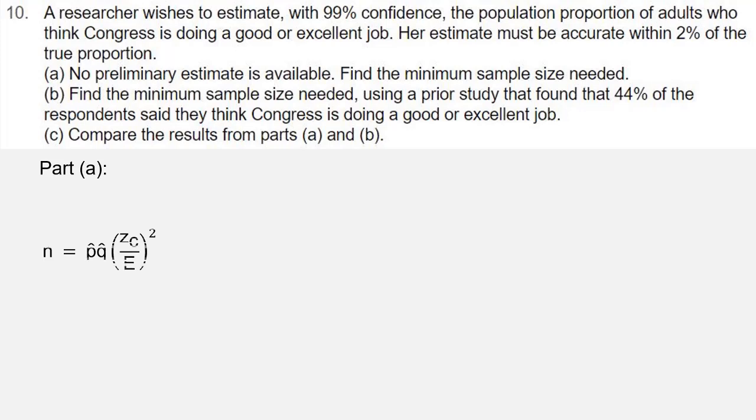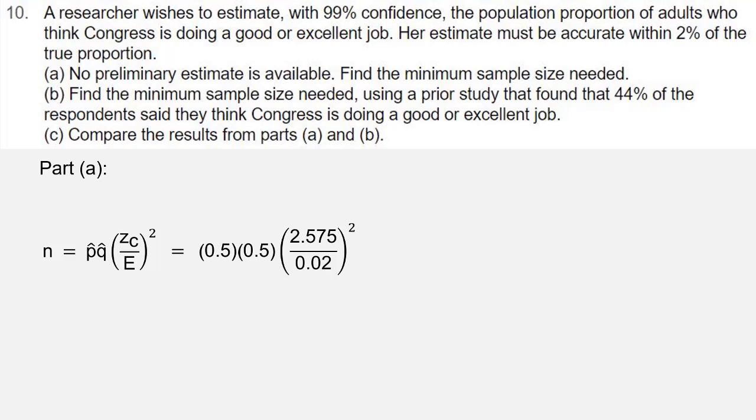For part A, N equals P hat Q hat times (ZC over E) squared. Because we have no preliminary estimate, the P hat and the Q hat are both 0.5. So we get 0.5 times 0.5 times (2.575 over 0.02) squared. The 2.575 comes from the table of values that I gave you that showed that a 99% level of confidence has an associated z-score of 2.575, and the 0.02 is 2% converted to decimal form.